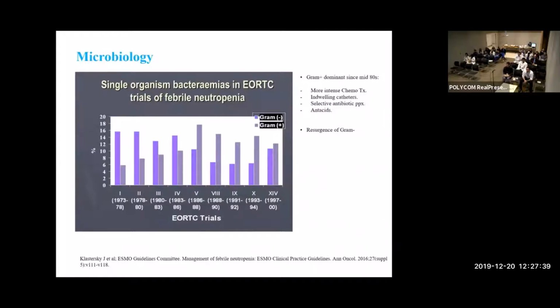And initially, we were not sure why this was happening. Why were these pathogens suddenly changing so dramatically? And we know now that it's because of the more aggressive chemotherapeutic agents that we're using. Patients are more likely to develop severe mucositis. We're also treating older patients more aggressively with indwelling catheters. So this also represents another risk factor for developing gram-positive infections.